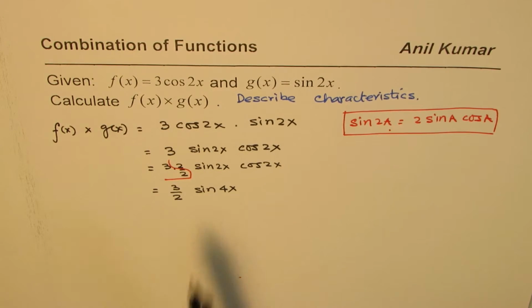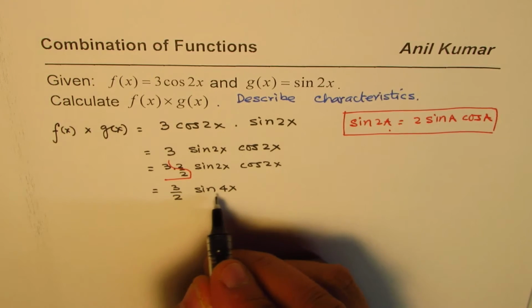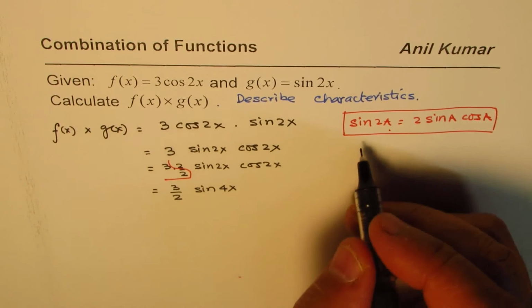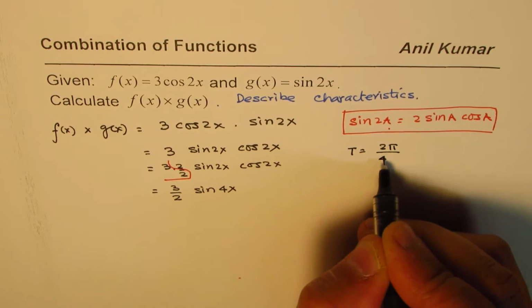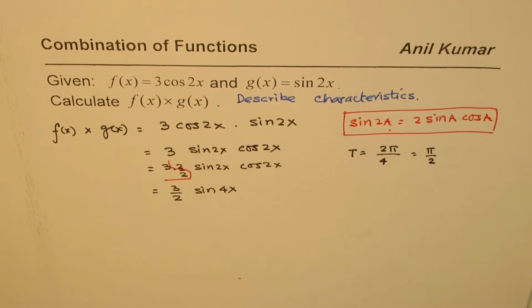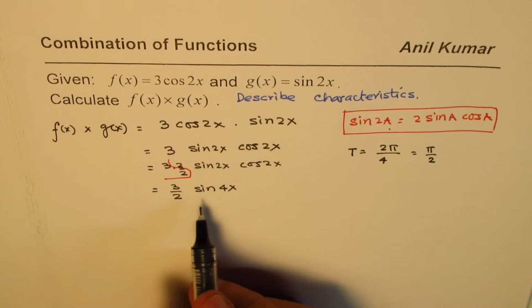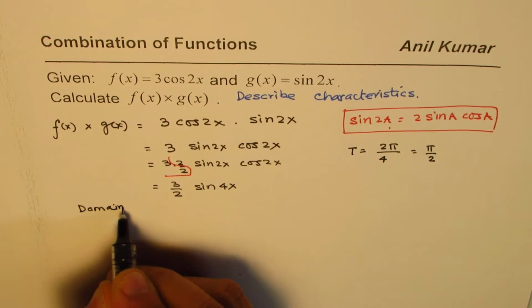Now once you have this function, you can always find the time period, right? So now we are working with sine 4x. So the time period T is equal to 2 pi by 4, which is pi by 2. So once you know the time period, you can always write the domain, right? Domain is all real numbers.